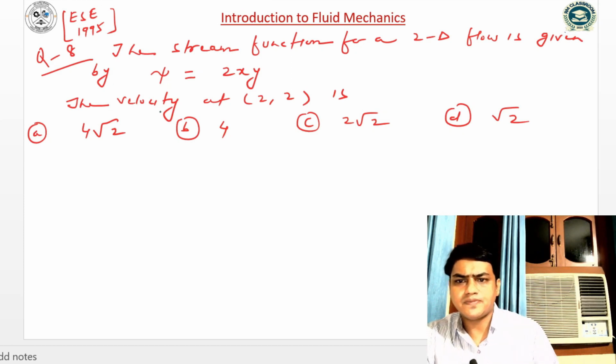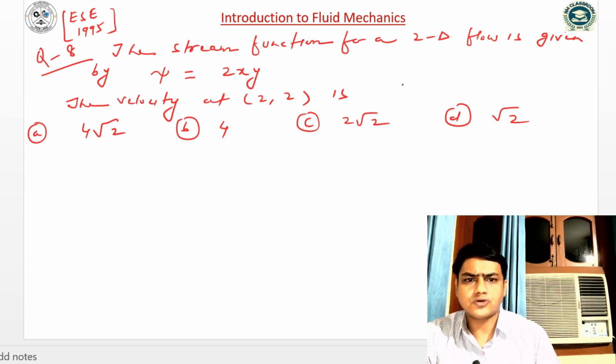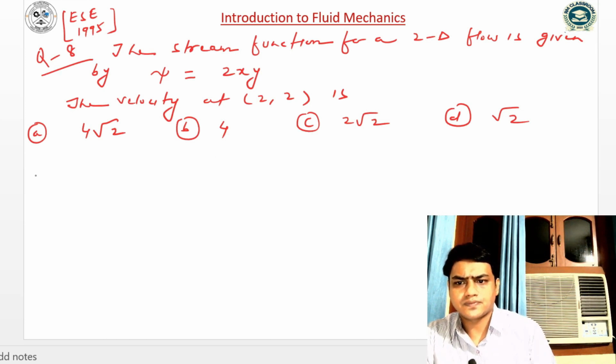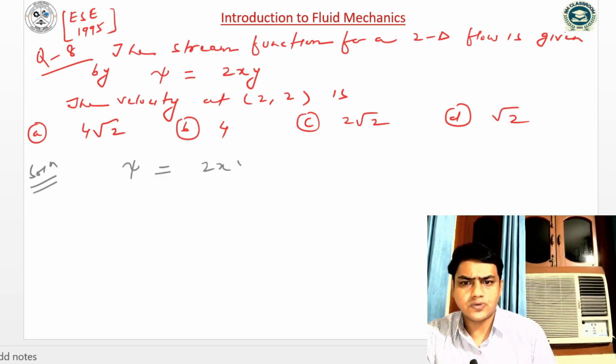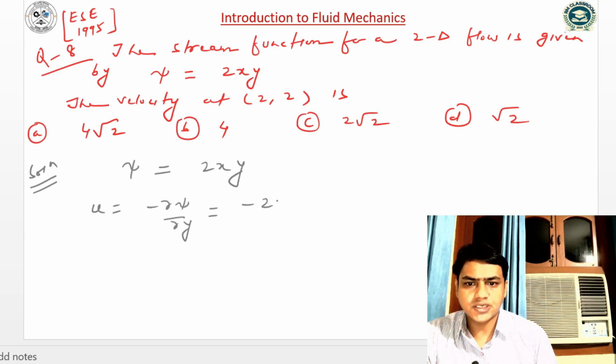Let us take another problem. The stream function for a two-dimensional flow is given by psi is equal to 2xy. We have to find the velocity at point (2, 2). According to the definition of the stream function, we can write u is equal to minus del psi by del y. So it will be minus 2x. So u at point (2, 2) can be written as minus 2 into 2, so it will be minus 4 units.